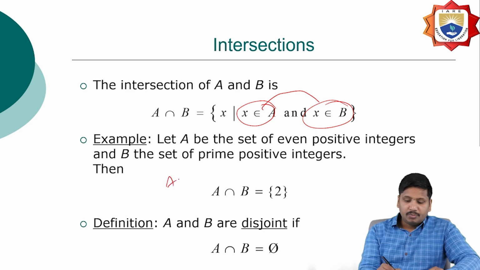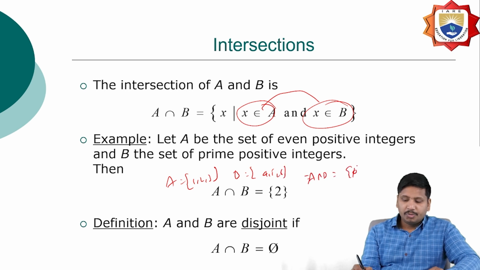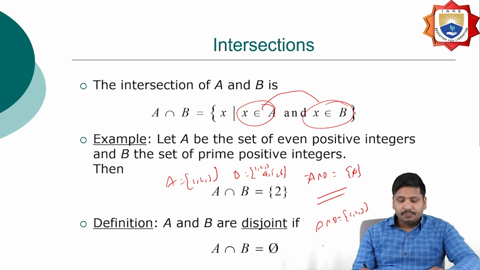So let's take an example. If A is equal to 1, 2, 3 and B is equal to 4, 5, 6, and I write A intersection B, then it should be the empty set, since no elements are common in both sets. And similarly, if B also has 1, 2, 3, then A intersection B should be the elements which are common in both sets. So that should be 1, 2, 3.